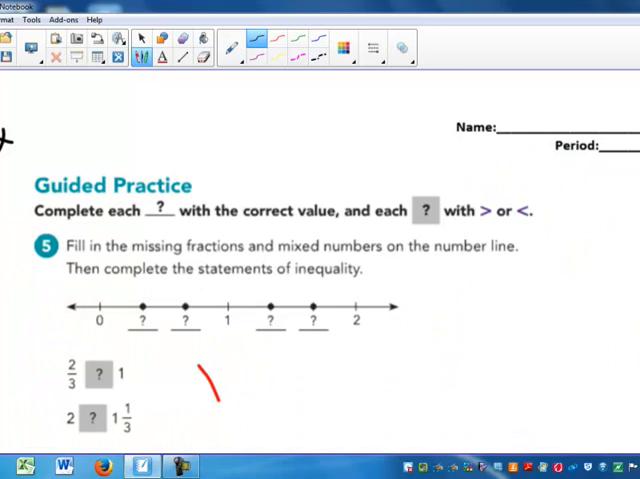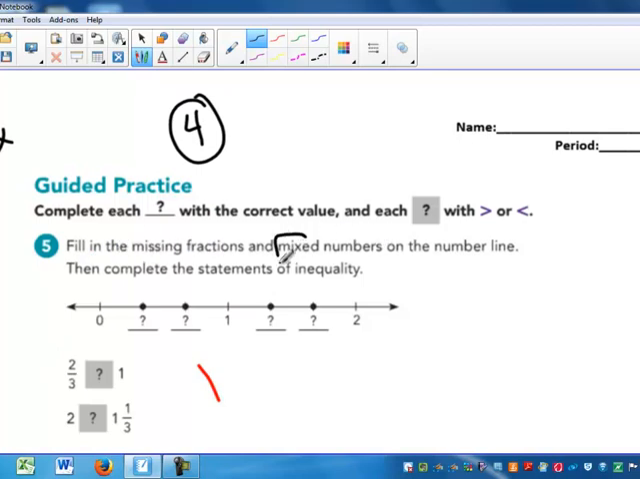So we were on page 7. Okay, it looks just like this. I'm sorry, I don't even know what page it is. Okay, we're on page 4, I apologize. It says fill in the missing fractions and mixed numbers.